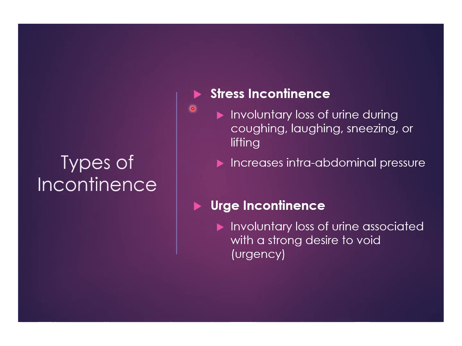So then we'll move on to incontinence. There are lots of different types of incontinence. Stress incontinence is one major category. This involves involuntary loss of urine when someone's intra-abdominal pressure increases. So these are during times of maybe coughing, laughing, sneezing, or lifting.